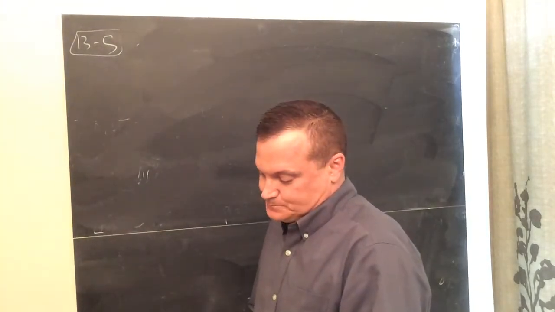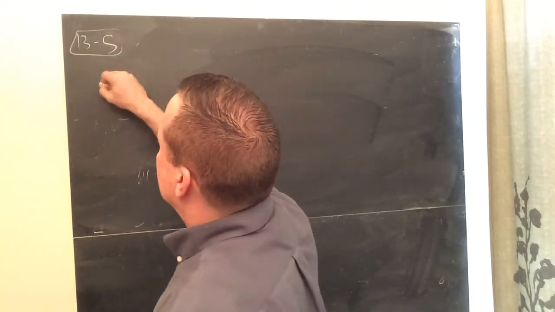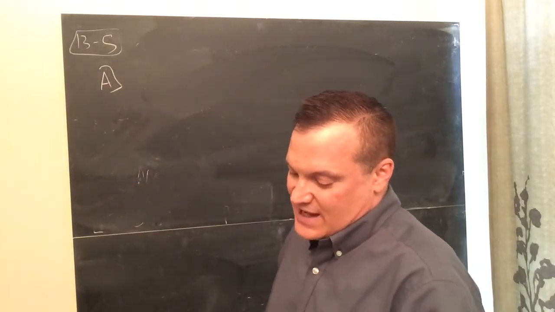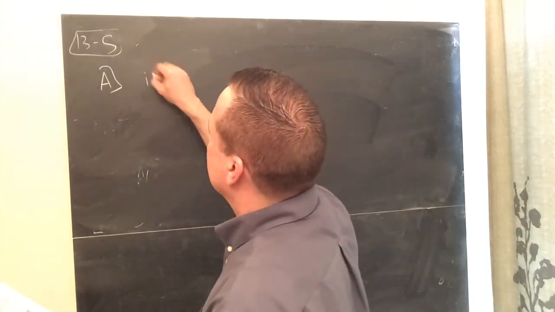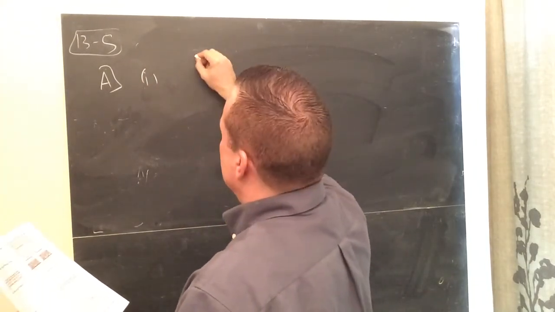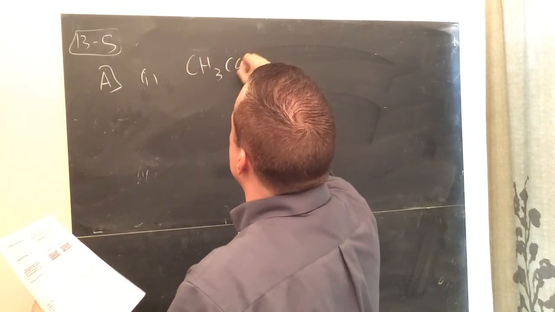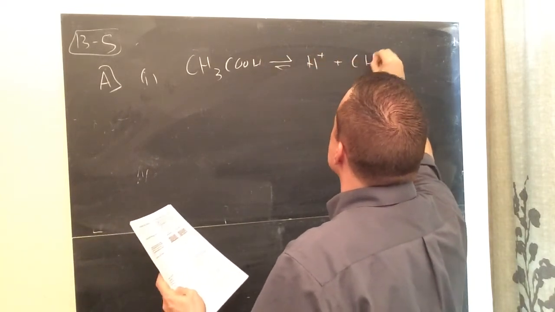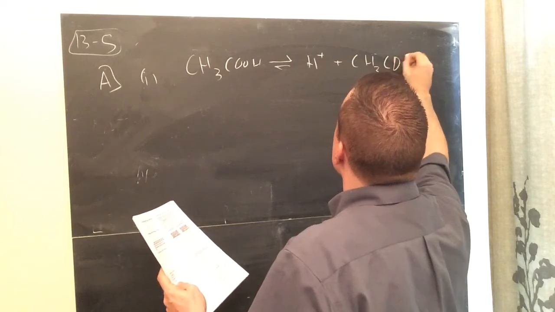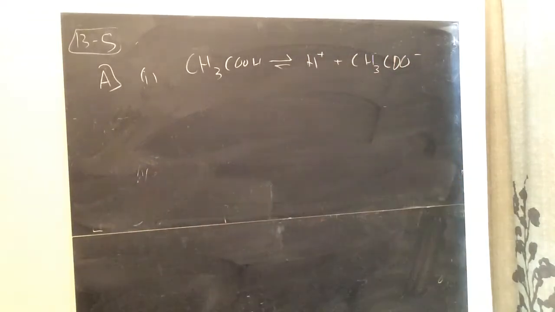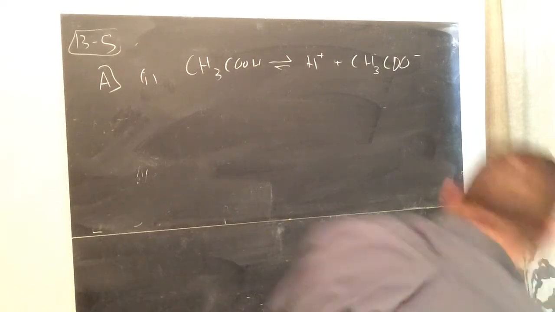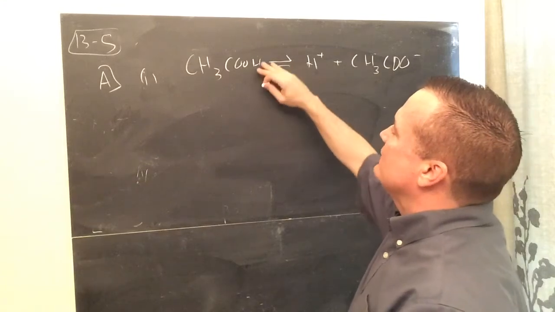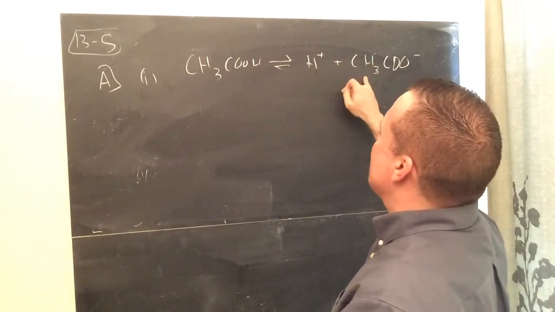Like, for example, look at letter A. It says, given the following K values, where will the equilibrium position lie for these reactions? Number one, you have CH3COOH breaking up into H plus and acetate. Now again, we'll see this more in the next chapter. You may have remembered, I showed you this reacting with water to give H3O plus, but this is another way to write it down. The H breaks off, and you're left with acetate behind.